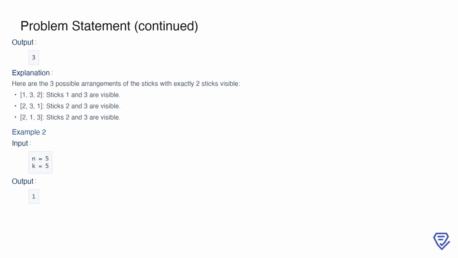There are three possible arrangements of the sticks where exactly two sticks are visible. For instance, in the arrangement 1, 3, 2, stick 1 is visible because it's the first stick, and stick 3 is visible because no stick to its left is taller. Similarly, in 2, 3, 1, sticks 2 and 3 are visible, and in 2, 1, 3, sticks 2 and 3 are visible again. Now take another example with n equals 5 and k equals 5. Here, the output is 1 because the only possible arrangement is 1, 2, 3, 4, 5, where all the sticks are visible in increasing order.